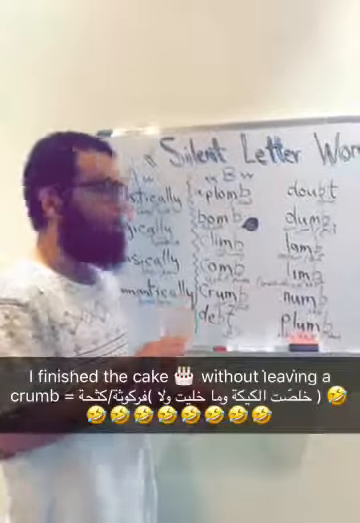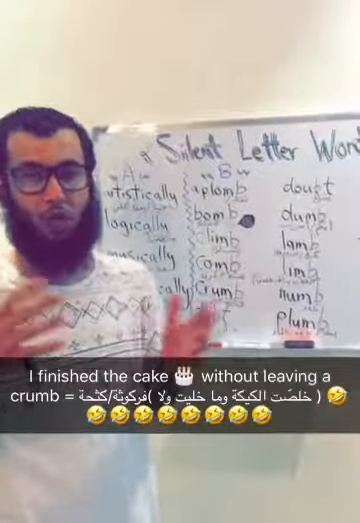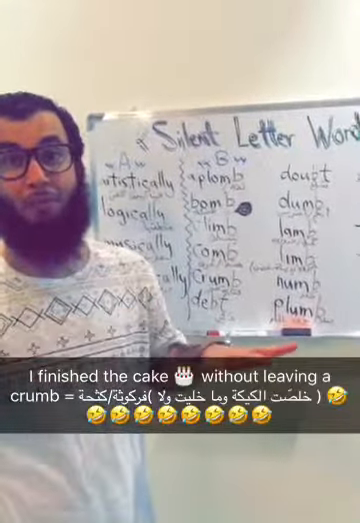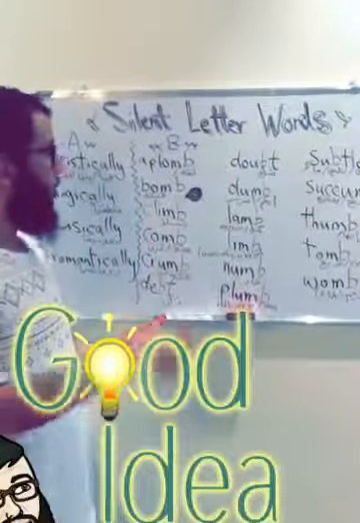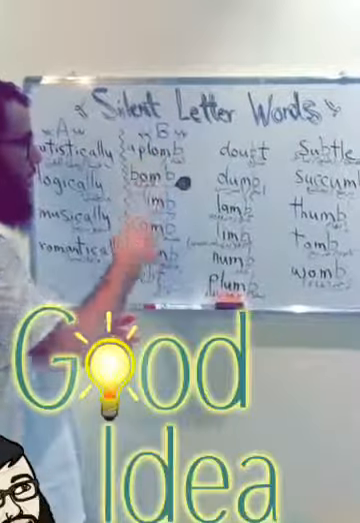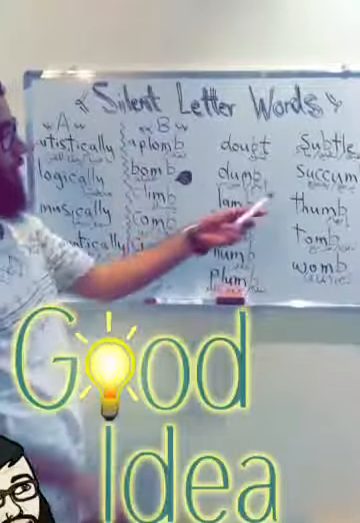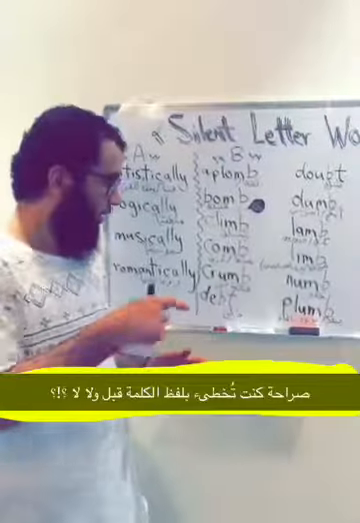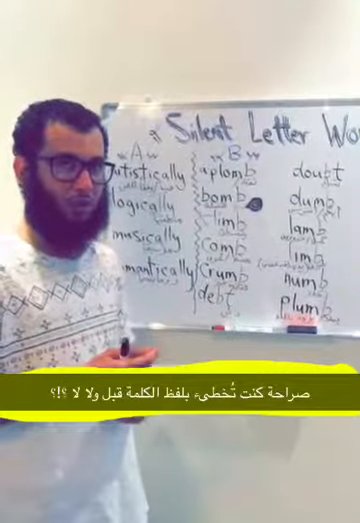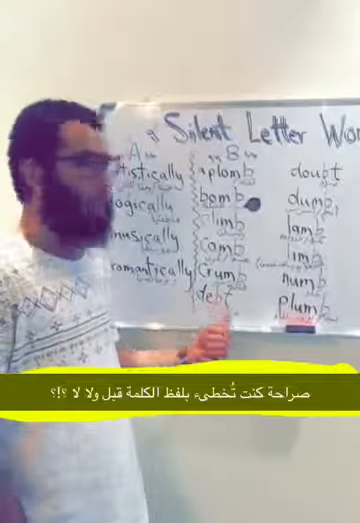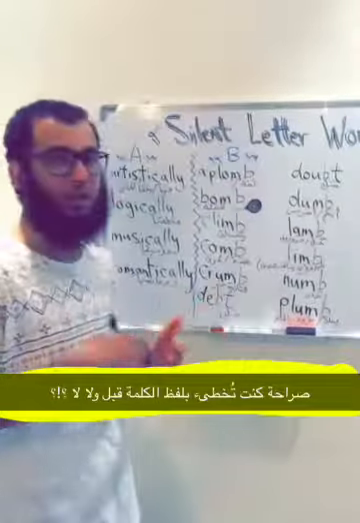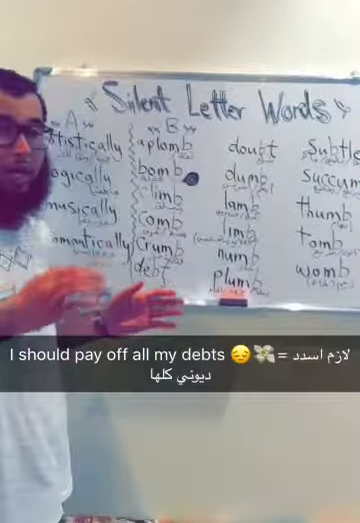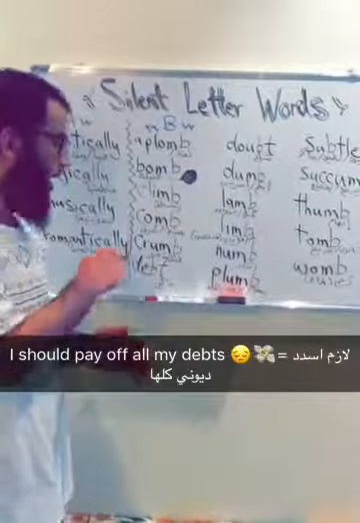Then we have crumb يعني فتاتة خبز أو كيك. I finished the cake without leaving a crumb. زي ما لاحظتوا كل السايلنت بي اللي جت هنا سبقت بام، ونفس الشيء راح تجي في الكلمات هنا راح نمرها ان شاء الله. فالغالب عندنا الكلمه اللي يخطأ فيها 90% من متعلمين اللغه المبتدئين debt وليس doubt. Debt يعني دين. I have to pay. For example, I should pay off all my debts.